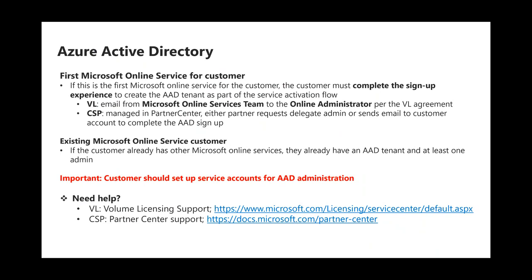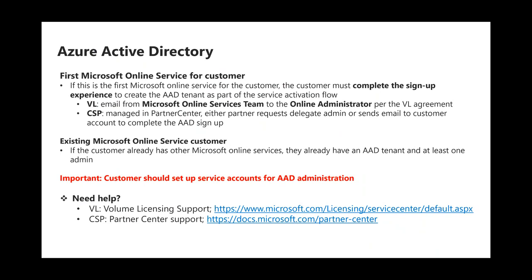We don't own that experience at all. We have no impact on what it looks like, but it is just a generic flow of how an Azure Active Directory, contoso.onmicrosoft.com gets created and somebody signs up and becomes the first admin. In volume licensing, that flow is triggered through an email from Microsoft Online Services team to the online administrator per the volume licensing agreement. And we do see that sometimes it's really not clear who that person is.